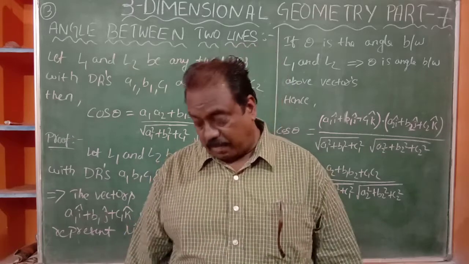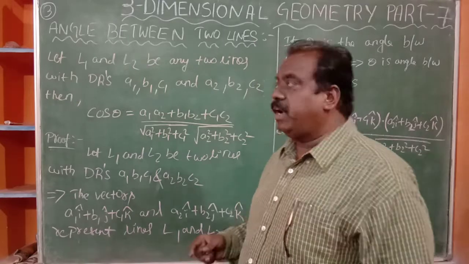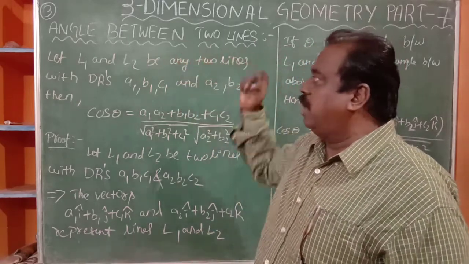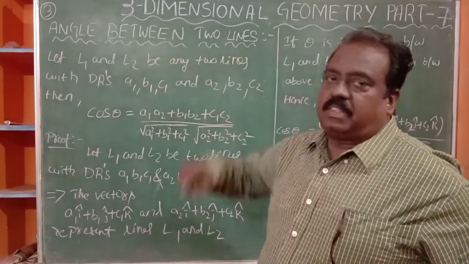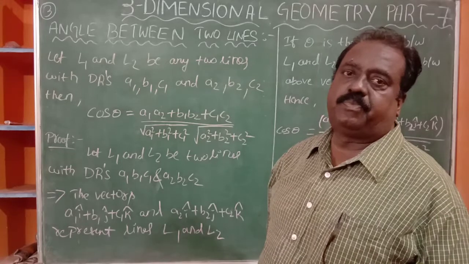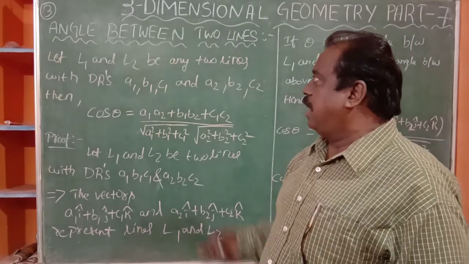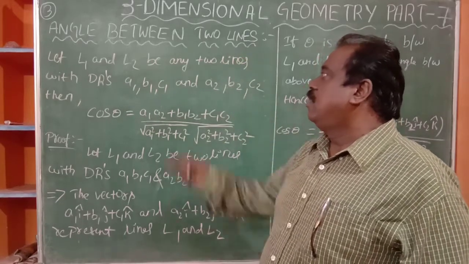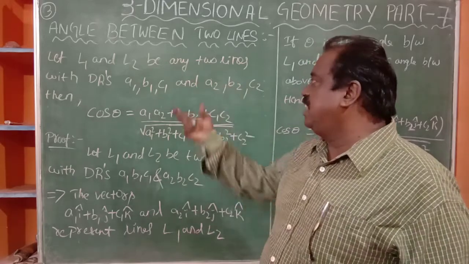Now we are going to find the concept of the angle between two lines. It is a very good concept. This is the third property. You see, the angle between two lines: let L1 and L2 be any two lines with DRs.